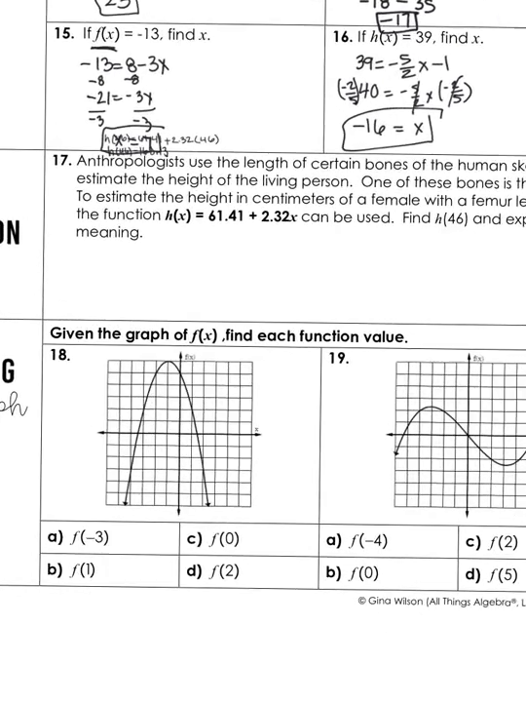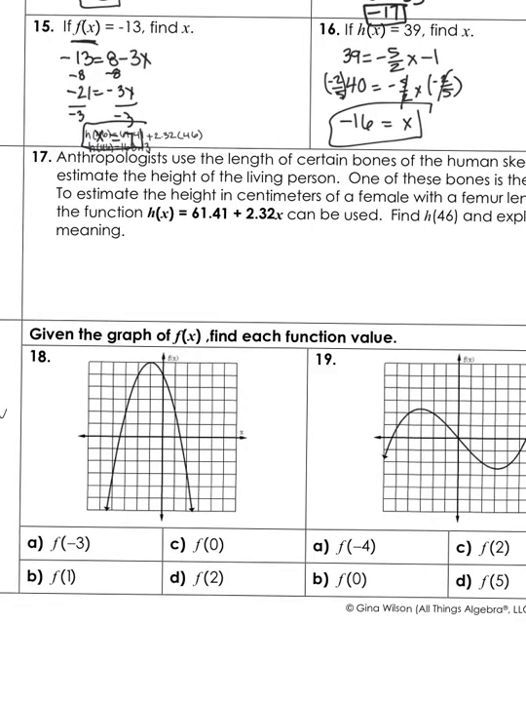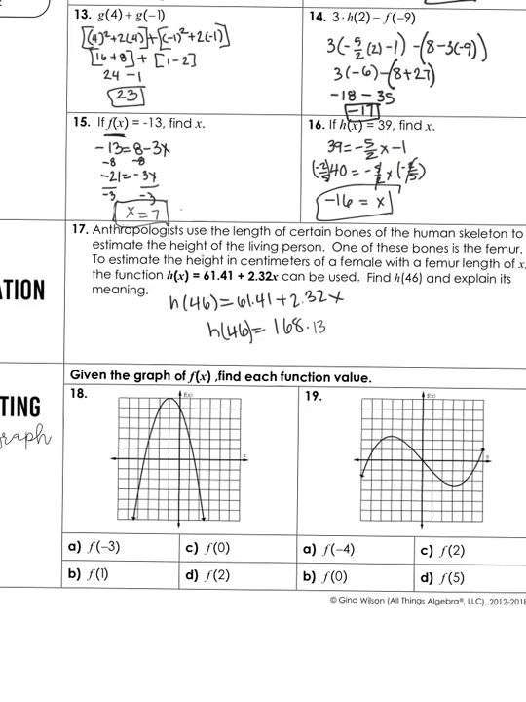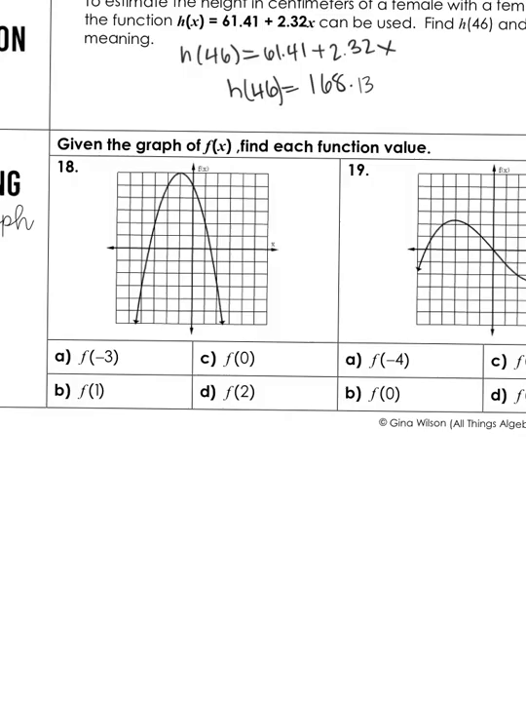So I used a calculator here, and I got that h of 46 equals 168.13. So this basically means that if they find a femur with a length of 46, then the height of the entire skeleton would probably be somewhere around 168.13. For this next section, we're going to be evaluating given a graph.